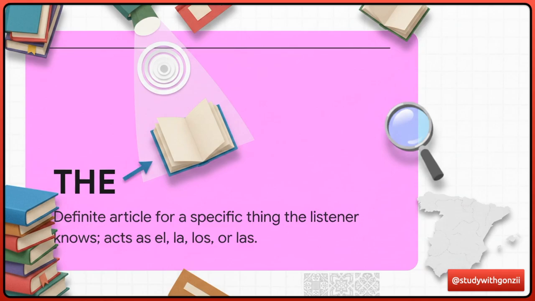Imagine we're standing in a room just full of books. If I say, hand me a book, well, any book will do. But if I say, hand me the book on the table, I am bringing sharp laser focus to the conversation. I'm isolating one specific known item. That right there is the power of the.